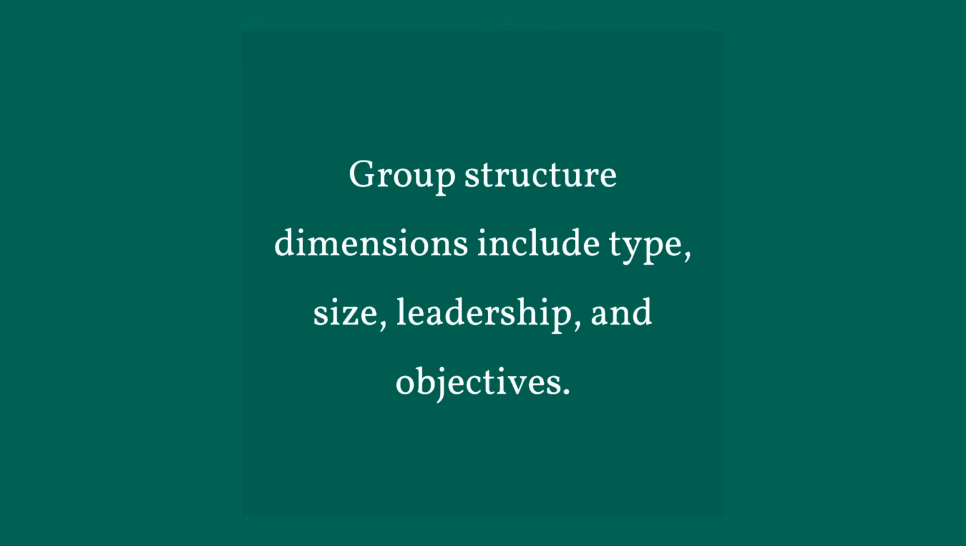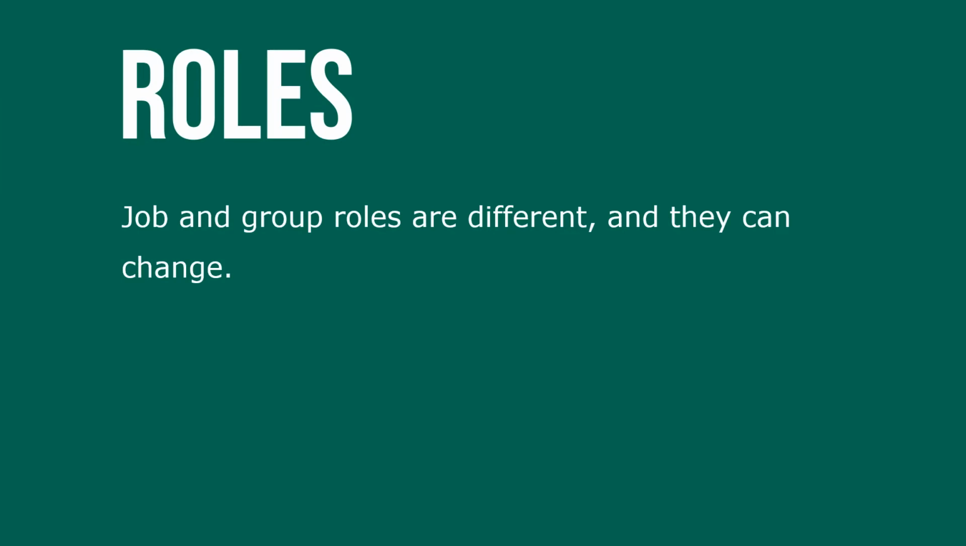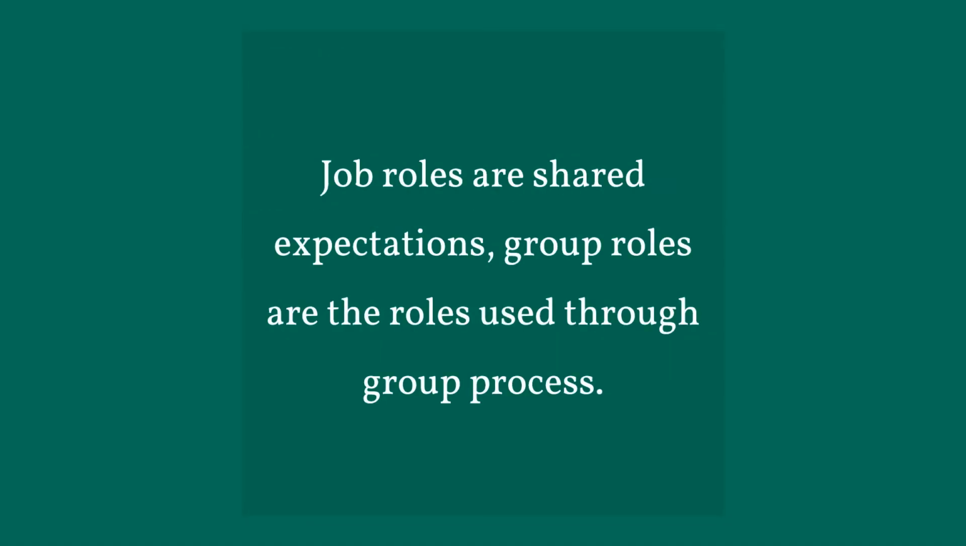Group structure dimensions include type, size, leadership, and objectives. Job and group roles are different, and they can change. Job roles are shared expectations. Group roles are the roles used through group process.